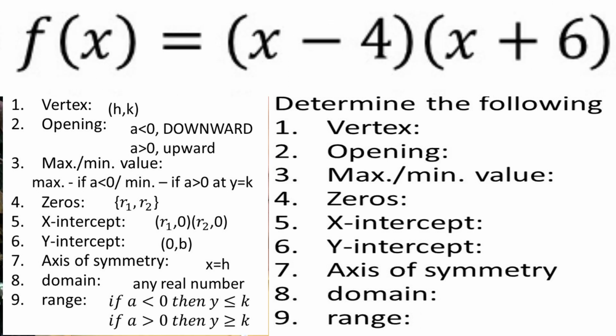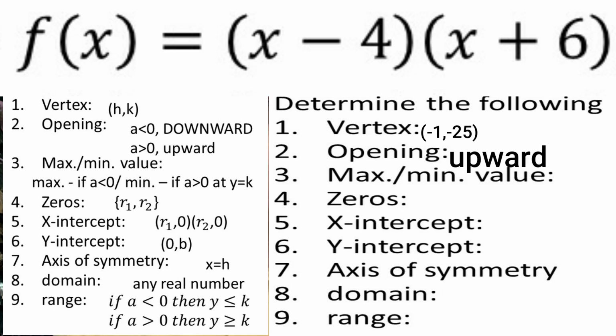Example number 2. Let us consider f of x is equal to the quantity x minus 4 times the quantity x plus 6. Solving for the vertex, it is at (negative 1, negative 25). The opening of the graph, since a is positive, therefore the opening is upward.